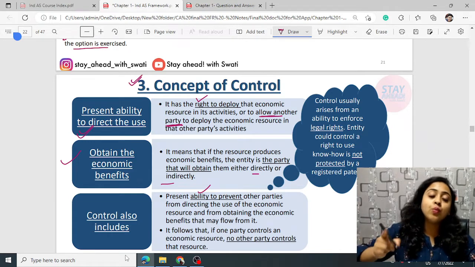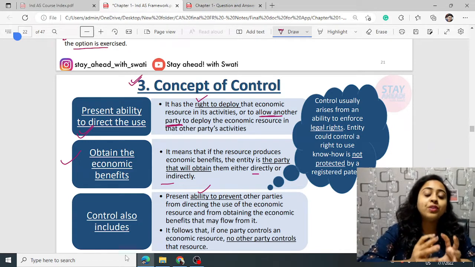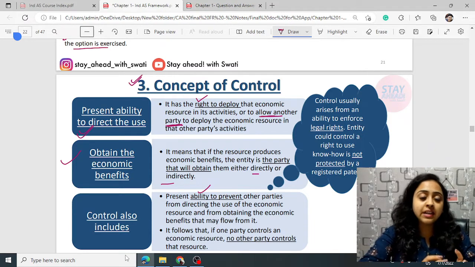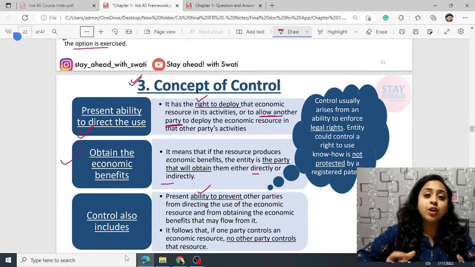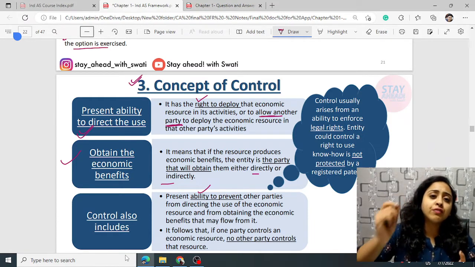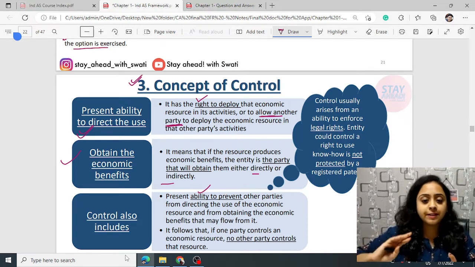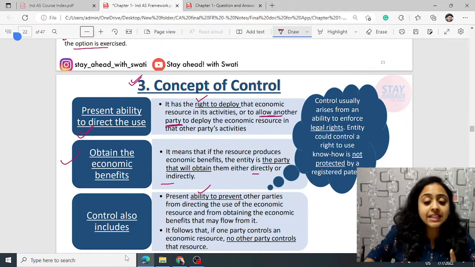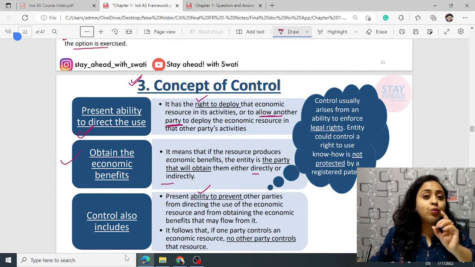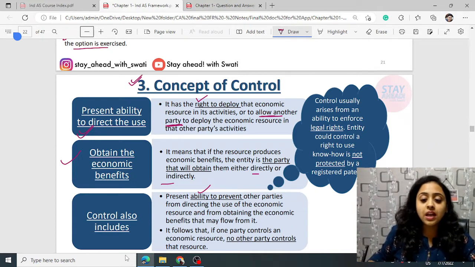You will be entitled to have control over a particular economic resource or asset if you have the power to decline, deny or refuse any party, saying please stay out of it, you cannot use this particular resource or asset. So it is the present ability to prevent or deny other parties from directing the use of the economic resource and from obtaining the economic benefits that may flow from it.